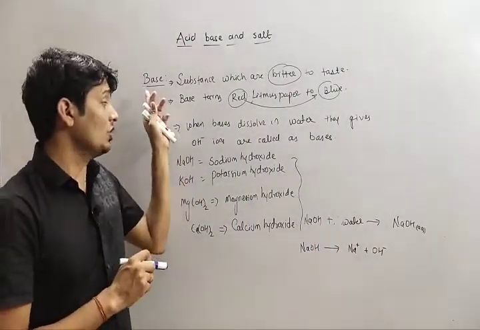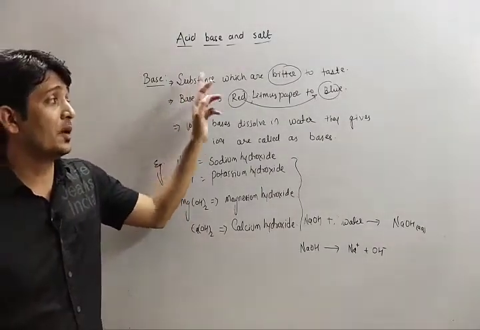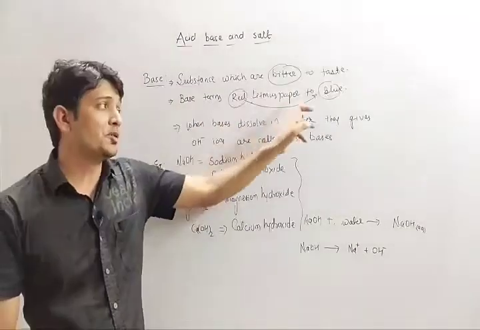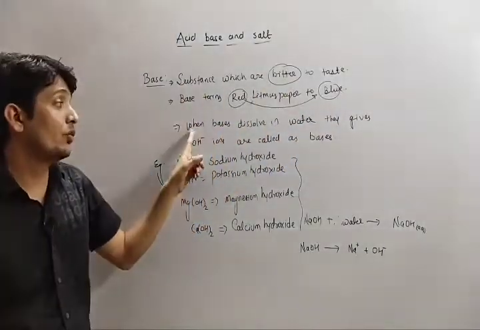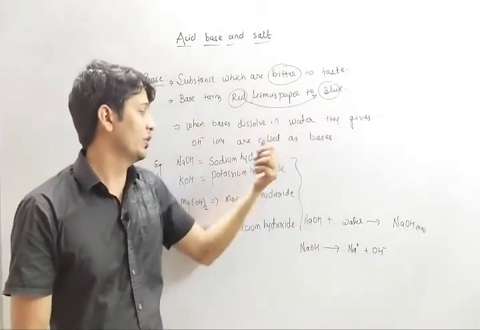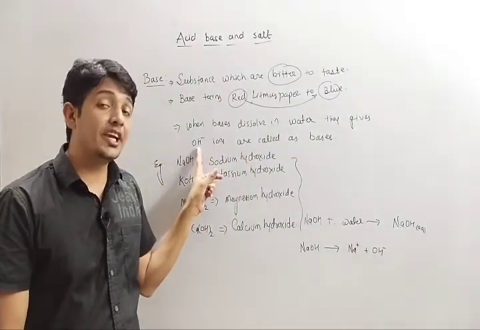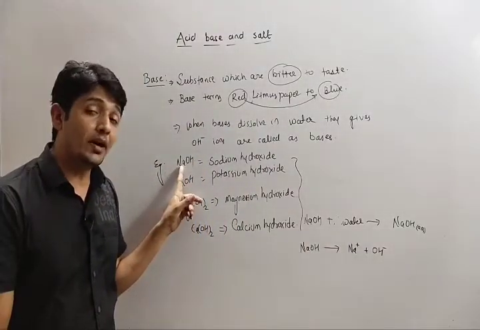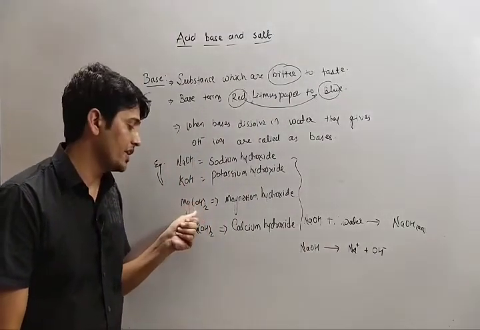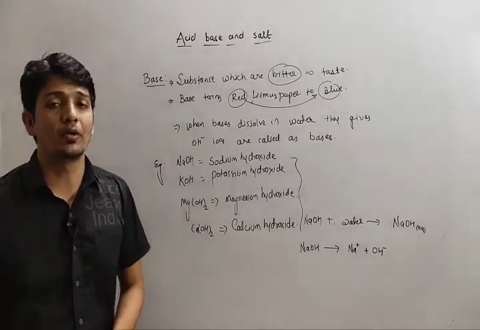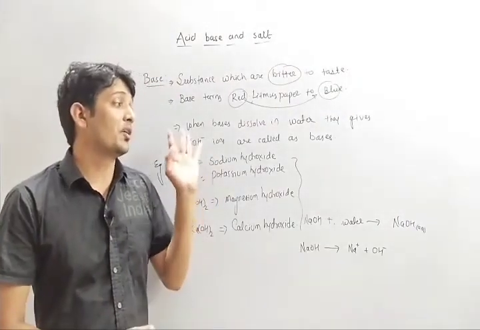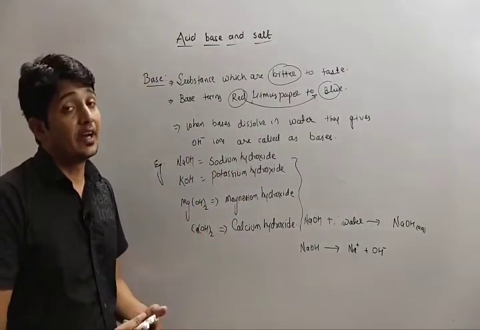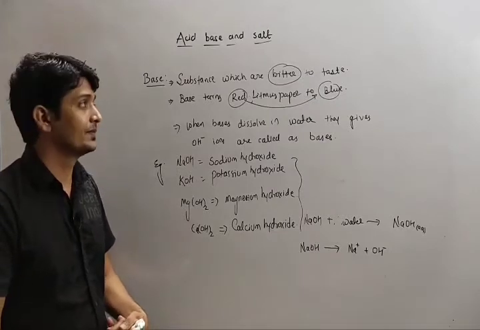So these are a few examples of bases. What are bases? Bases are the substances which are bitter to taste. They turn red litmus paper to blue, and when bases dissolve in water they produce OH negative ions. Examples: sodium hydroxide, potassium hydroxide, magnesium hydroxide and calcium hydroxide. Okay, so here we have completed our bases. If you want to write, you can, or you can take a screenshot also.